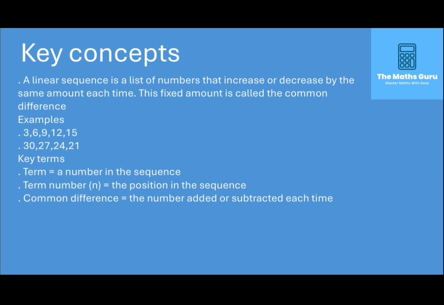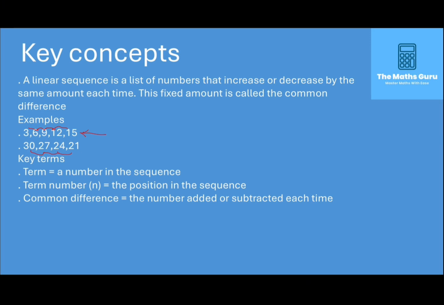As you get later on to the GCSE content, you'll be dealing with quadratic sequences, but for now, we just have to worry about linear ones. It's just a sequence where from term to term, it increases or decreases by the same amount. In the first example, we're looking at 3, 6, 9, 12, 15. You can clearly see that each term goes up by 3 from term to term. The second one goes down by 3: 30 to 27, 27 to 24, and 24 to 21.